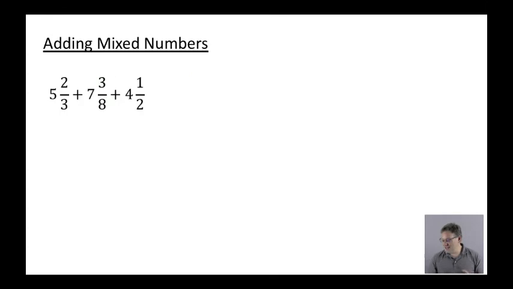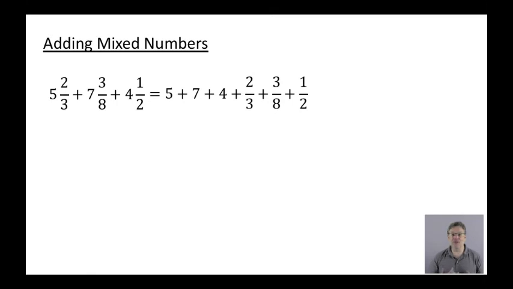Here's an example applied to a bunch of mixed numbers here: 5 2/3, 7 3/8, 4 1/2. Once again, we can split this up here, as I'm doing here, into just the whole numbers, 5, 7, and 4, and then just the fractions, 2/3, 3/8, and 1/2. All of those things are actually being added together here, so we can group them likewise. 5 plus 7 plus 4, that's 16, and for 2/3, 3/8, and 1/2, we have our usual conundrum of finding a common denominator.